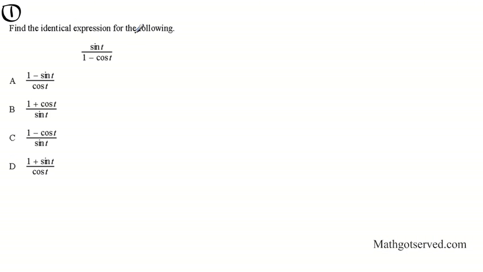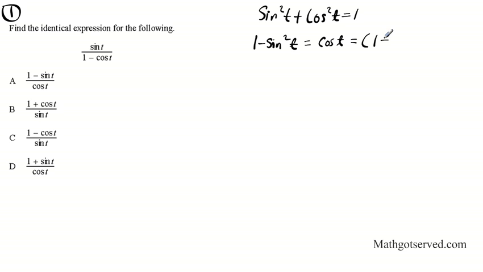It says find the identical expression for the following: sine t over 1 minus cosine t. So we remember our Pythagorean identities. We know that sine squared t plus cosine squared t equals 1, right? And that tells me that 1 minus sine squared t is the same thing as cosine squared t. And if I factor this, I can also write this as 1 plus sine t times 1 minus sine t. Okay, all these three mean the same thing.